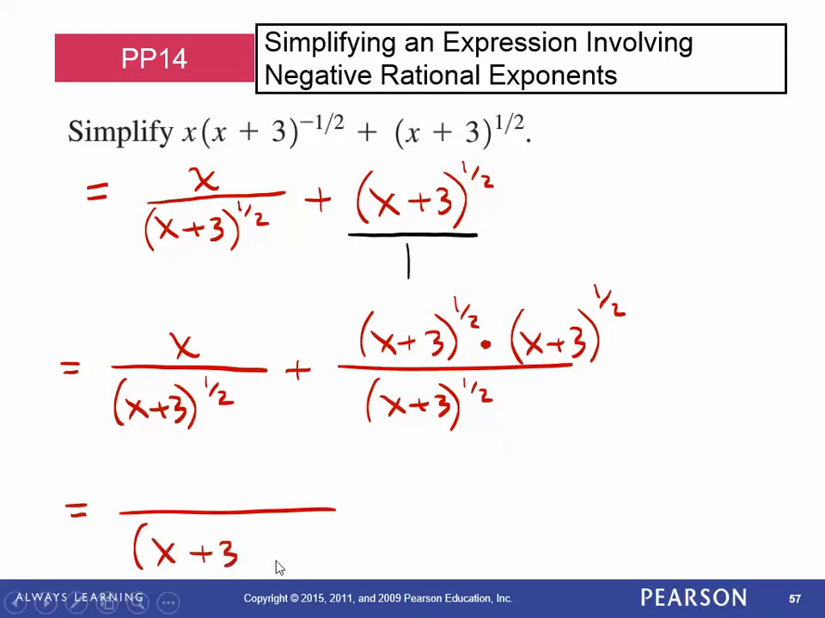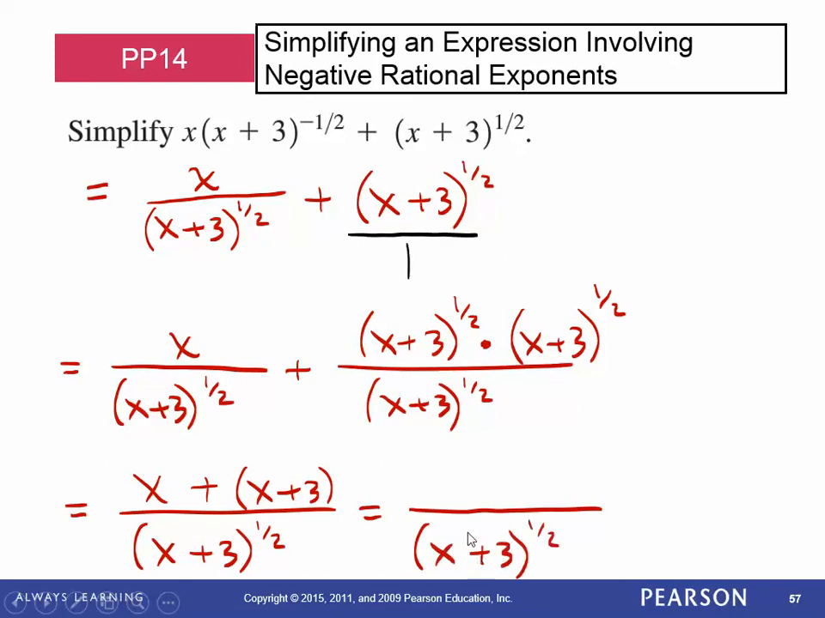Common denominator is x plus 3 to the 1/2. We get the x from here, plus sign, and then this just becomes x plus 3. So then simplifying a little more, common denominator is x plus 3 to the 1/2, and then on top we have x plus x is 2x, and then we have ourselves a plus 3. And if it stopped here, that would be great.